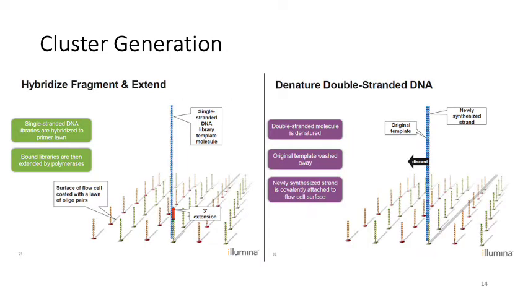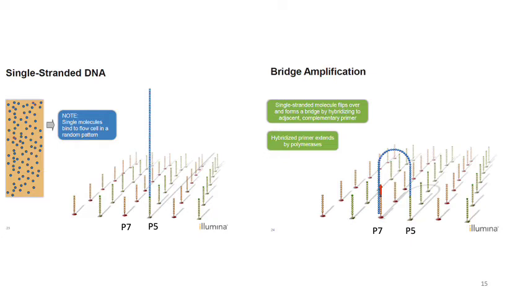After the library has hybridized to the lawn on the flow cell, a complementary strand of DNA is synthesized using a DNA polymerase. Now, the next thing that they do is not very intuitive. They denature the double-stranded DNA and wash away the library strand that was hybridized to the lawn. This leaves only a new strand of synthesized DNA bound to the flow cell at its 5' end. The single-stranded DNA bound to the flow cell is the starting point for bridged amplification.